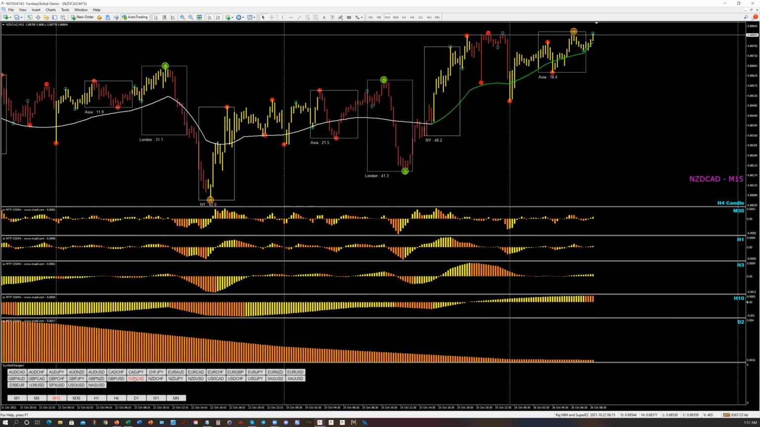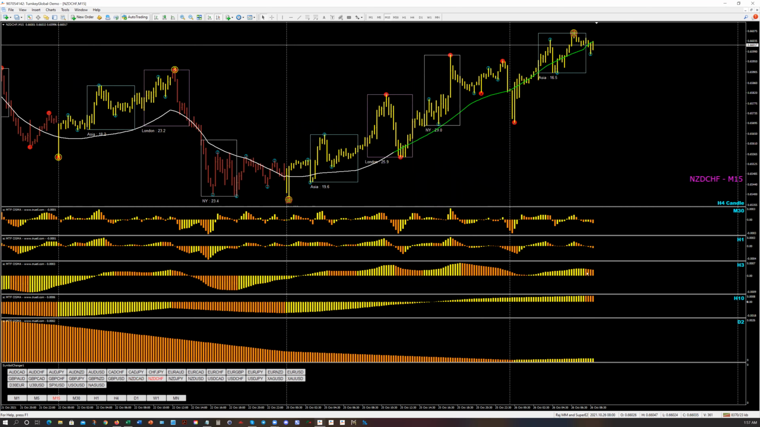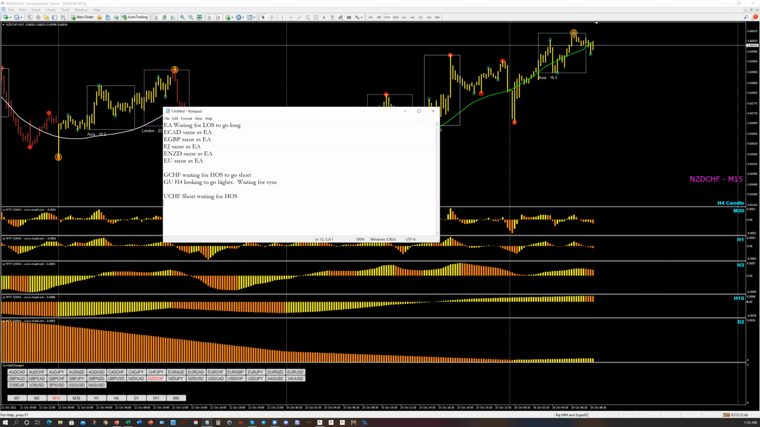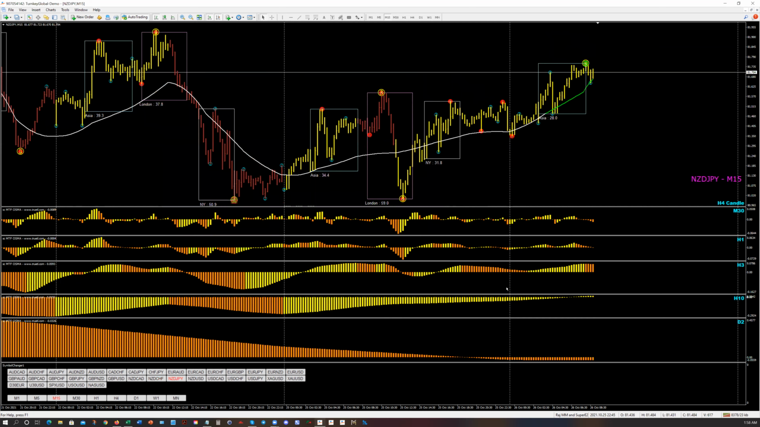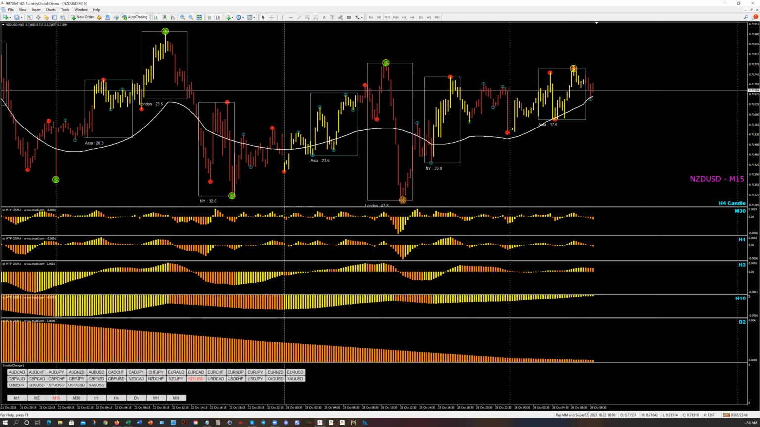New Zealand CAD, not in sync. Yeah, Swiss. Okay, it's another one that we are waiting for high of the session. Okay. New Zealand yen, not in sync. Not in sync. Okay, so we've gone through all the pairs.